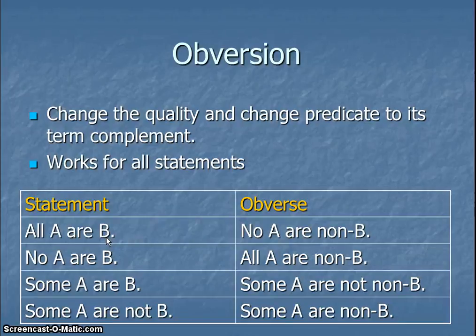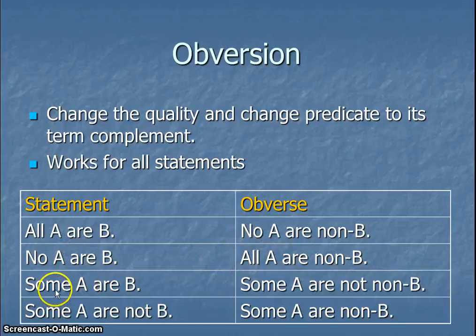If I want to change the quality, I have to change it to an E statement. So it becomes a no A are B, but then I also change the predicate to its term complement. So when I switch the quality, I'm going to a no statement, and then I switch the predicate to its term complement. So all A are B now becomes no A are non-B. I've switched the quality, and I've switched this to its term complement. So no A are B becomes all A are non-B.